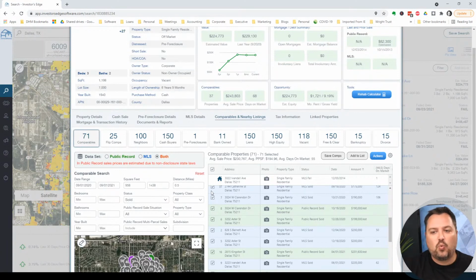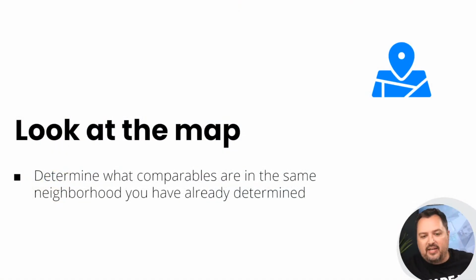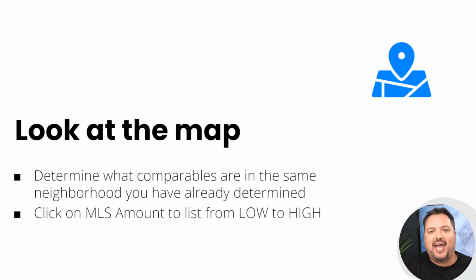And square footage, 20% give or take, larger or smaller is what I like to start with. As a distance, I like to start with a half mile. I may make that smaller or bigger if I need to. Property class, you want to select sold properties, and then we'll go back and look at actives as well. And then we look at the map and determine what comparables are in the same neighborhood as that area we already established. Remember, guys, we established that area already. So we want to then go back and look at that.